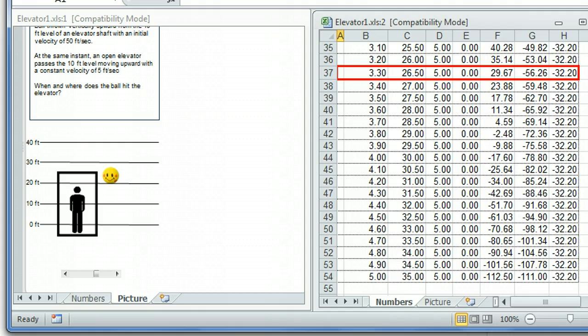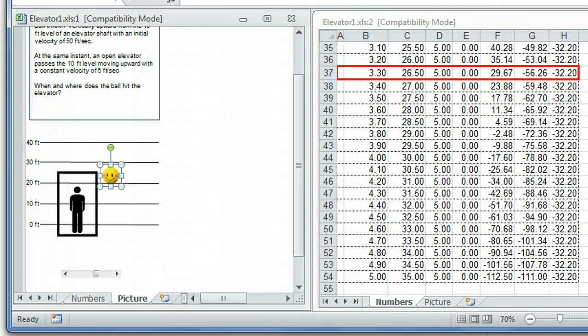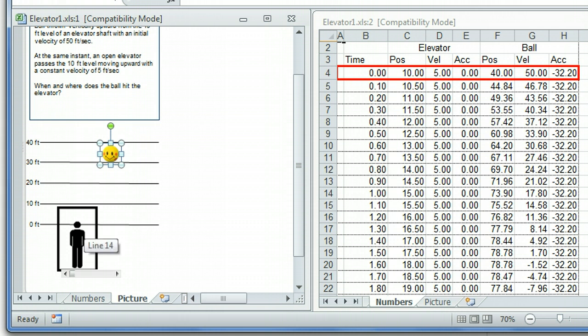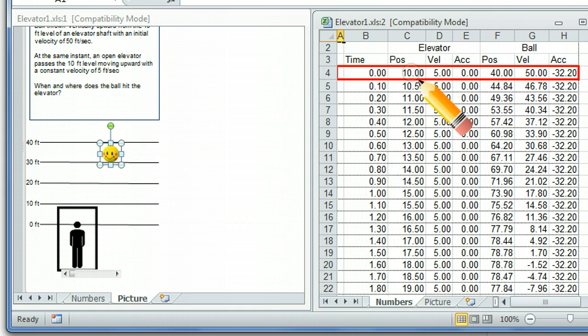One is at the end of the module on Excel, you will learn a little bit about animations, but we've got an animation here where we've got some images that we can move relative to numbers in a chart. So the key here is our chart. We've got elevator, time, position, velocity, acceleration. Okay, and I'll even click on those.